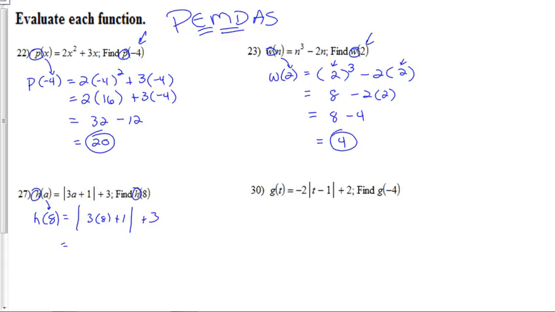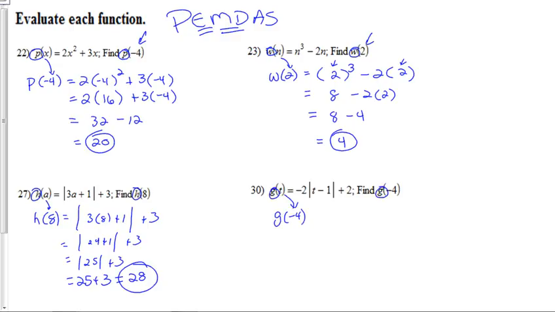And then we'll take care of everything inside the absolute value first, do the absolute value, and then add the 3 because it's on the outside. So 3 times 8 is 24. And 24 plus 1 is 25. The absolute value of 25 is 25. And when you add 3, you get 28. That's your answer.